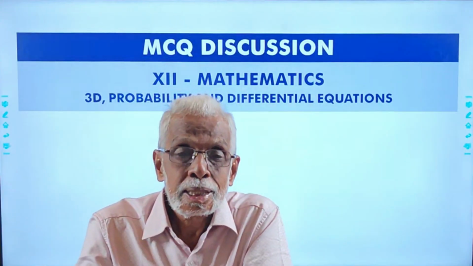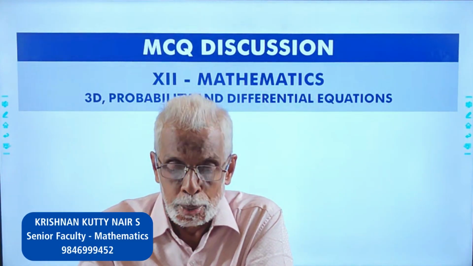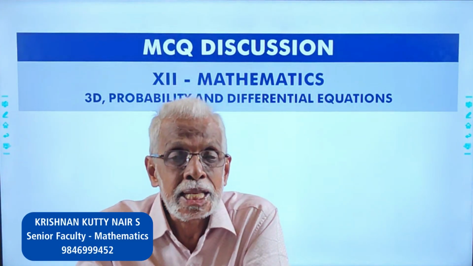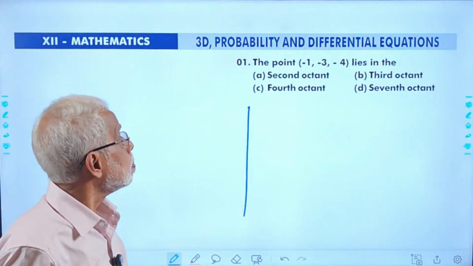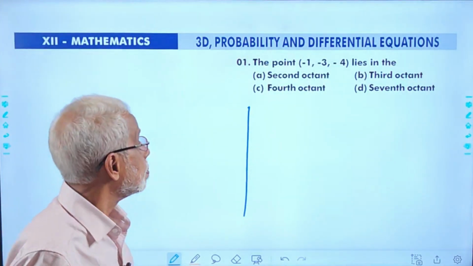My dear students, today we will discuss 40 questions on 3-dimensional geometry, probability and differential equations. The point is -1, -3, -4.